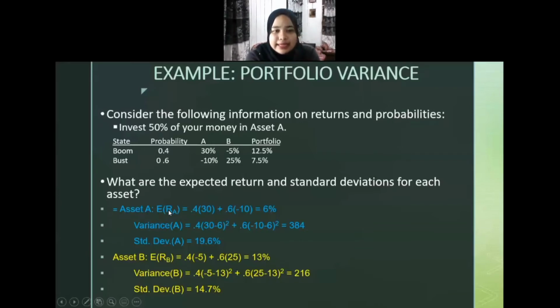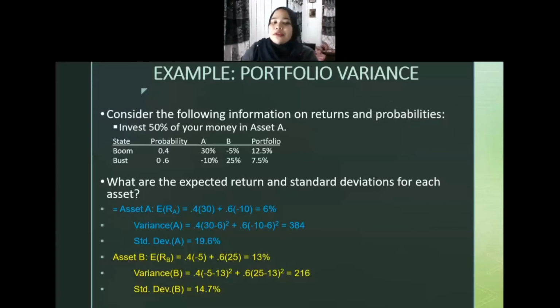Okay, for asset A, we're going to take 0.4 times 30 plus 0.6 times negative 10 and we will get 6%. And for the variance, we use the same formula as for an individual asset. 0.4 multiplied by (30 minus 6) to the power of 2 plus 0.6 multiplied by (negative 10 minus 6) to the power of 2, and we will get 384. So we take the square root of the answer and we will get 19.6% for the standard deviation.